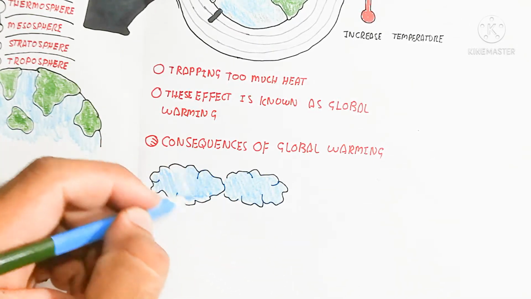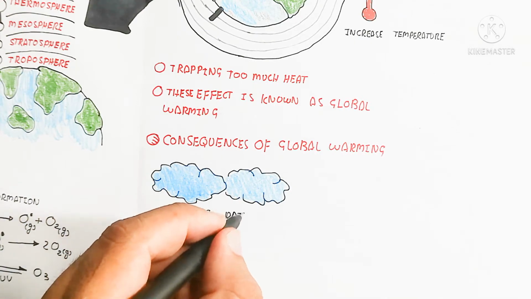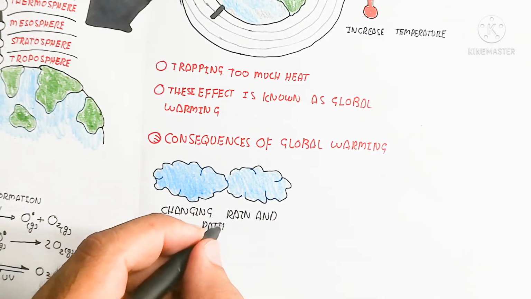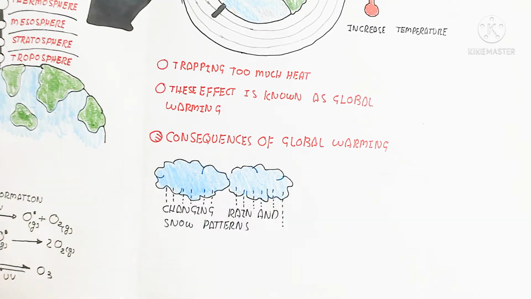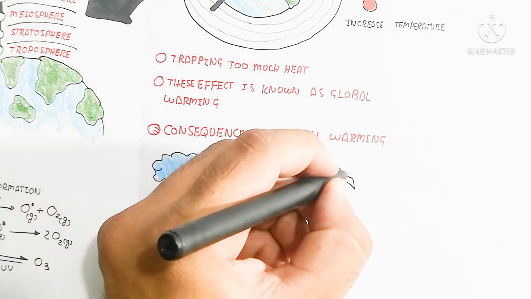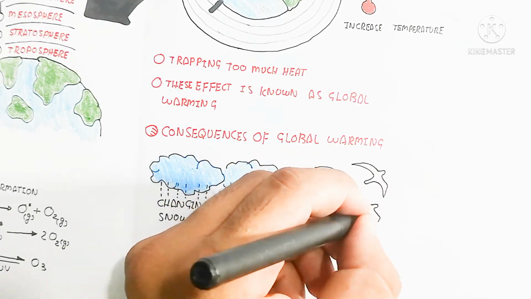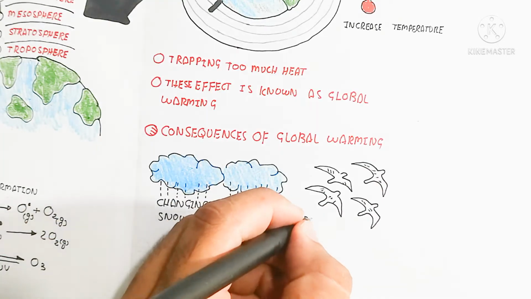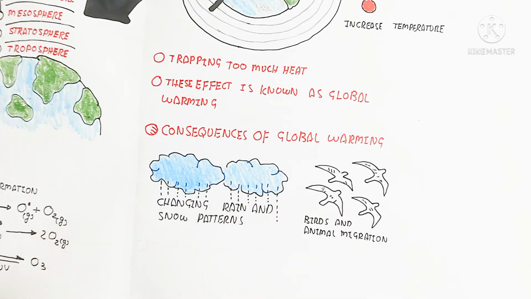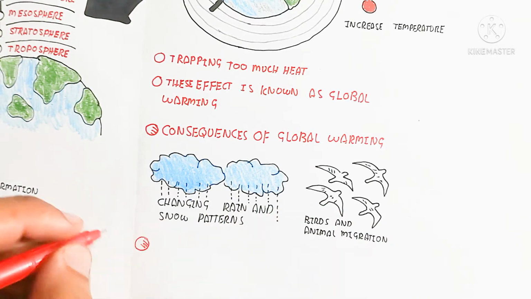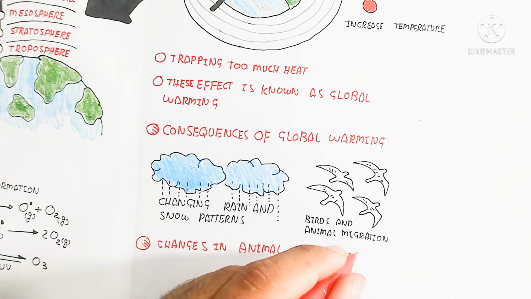So let's begin to understand the trapping of too much heat, and this effect is known as global warming. The consequences of global warming include changing rain and snow patterns. Due to too much heat, birds and animals present in a region will change their location, so there are changes in animal migration as well as changes in rain and snow patterns. So that is the important thing.